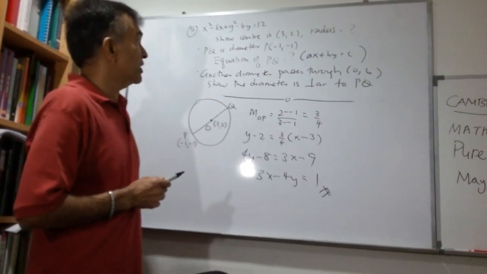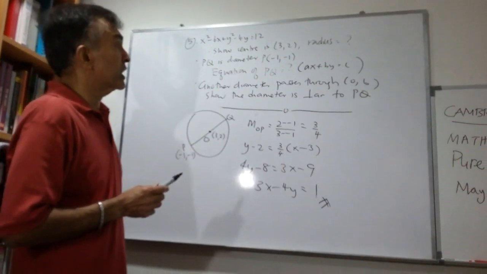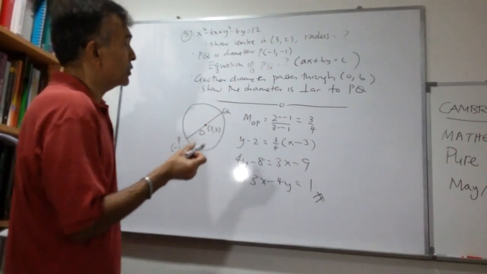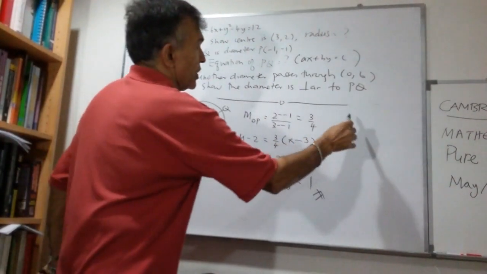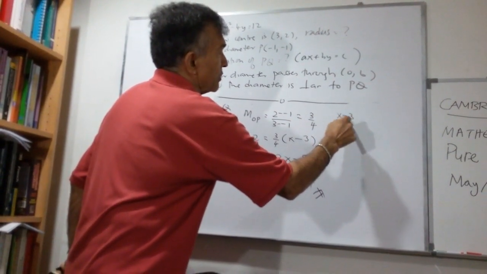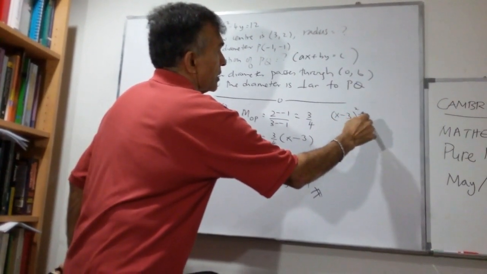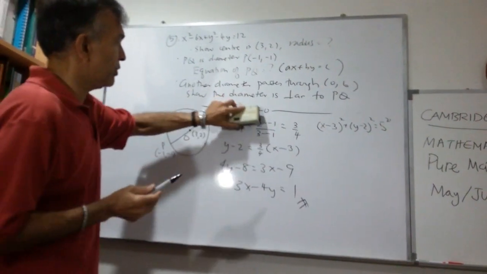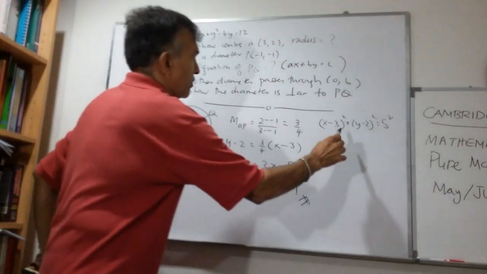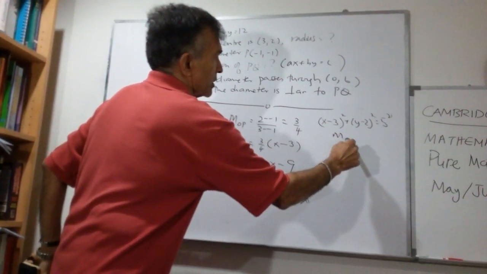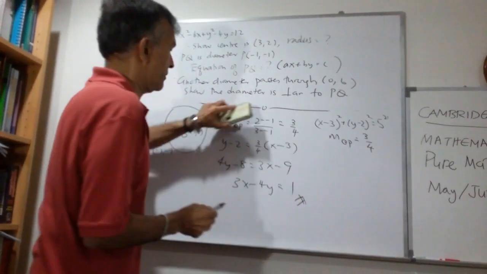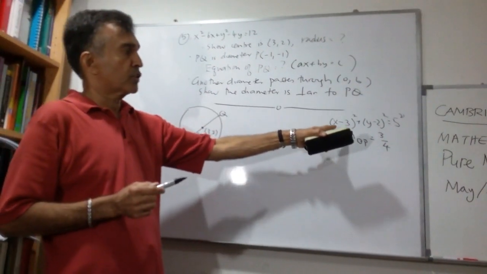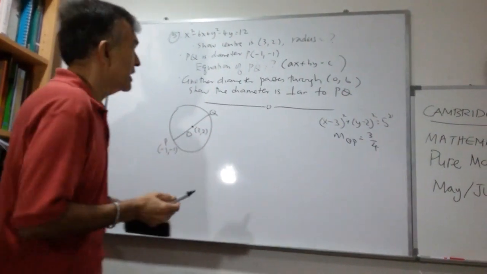So we are at the last stretch. Another diameter passes through (0, 6). And we have to show the diameter is perpendicular to PQ. So let me write the equation of the circle here again. Now I don't need this. Let me keep the gradient of OP. This is the equation of the circle, (x minus 3) squared plus (y minus 2) squared equals 5 squared.